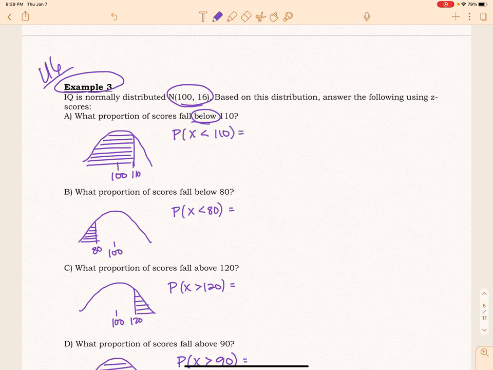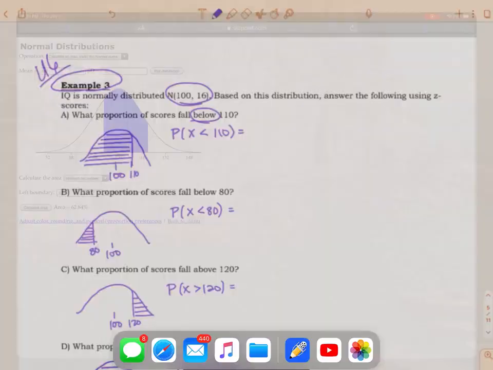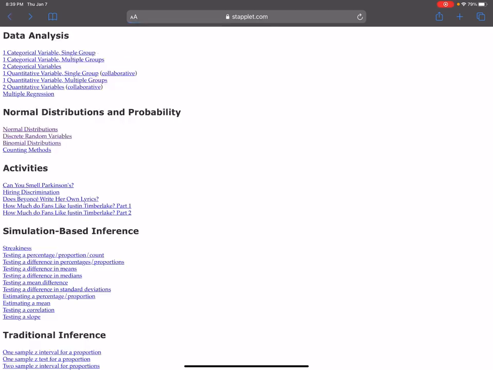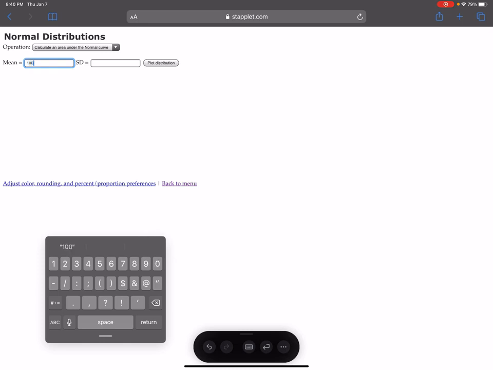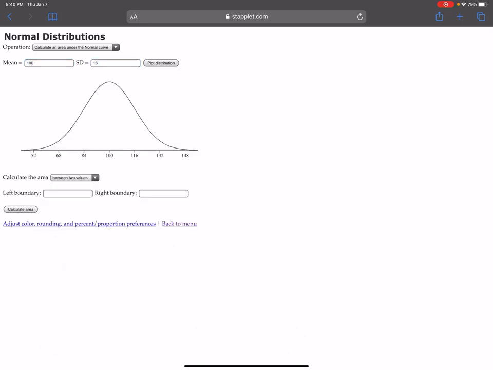All right, so what I'm going to do now is I'm just going to use Stapplet to show you the probabilities. This is pretty straightforward and very easy to do. So I'm going to go to Stapplet. And okay, so here's my initial Stapplet page, and I'm going to click on normal distributions. And under normal distributions, you can use your pull down menu to find the area under the curve, or you can calculate a value corresponding to an area. We're looking for all proportions in this particular problem, so we're going to look at finding the area under the normal curve. So the mean, of course, is 100, and the standard deviation is 16. Plot that distribution, and now we've got an option for calculating values.